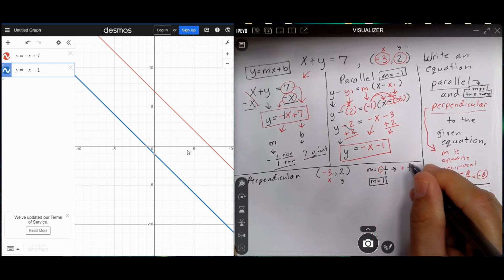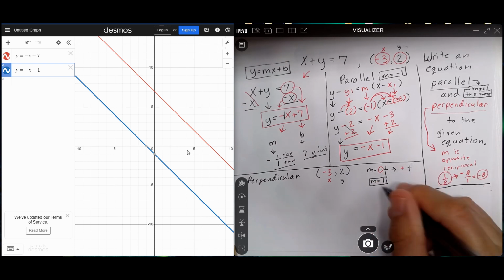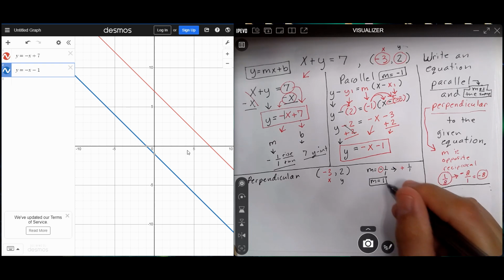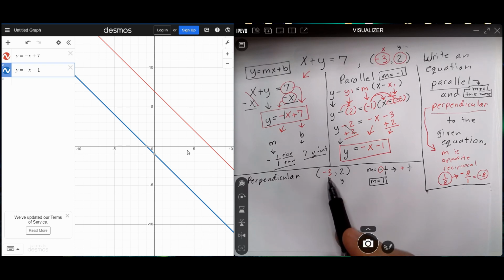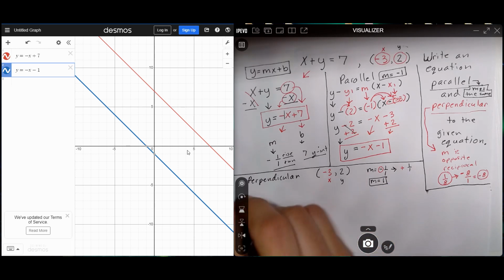Because positive 1 over 1, if I put that in the calculator, it just turns into 1, because 1 can go into 1 one time. So I have my slope of positive 1, and I have my ordered pair that it passes through, which is negative 3, 2. And that's all I need, an x, y, and m value, to use the point slope formula. So I'm going to rewrite my point slope formula right here.